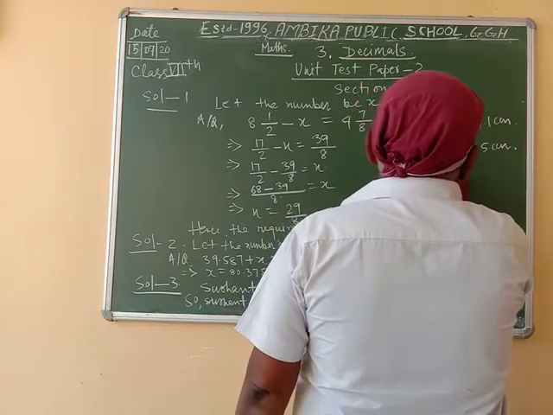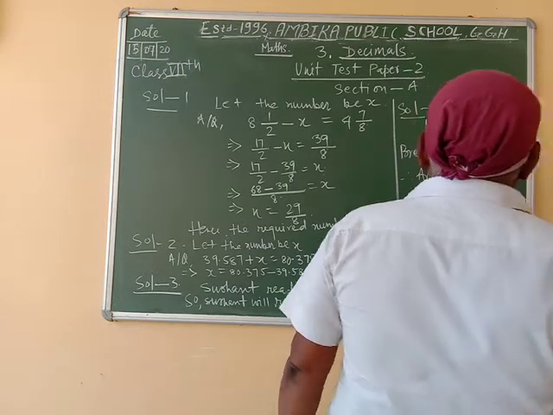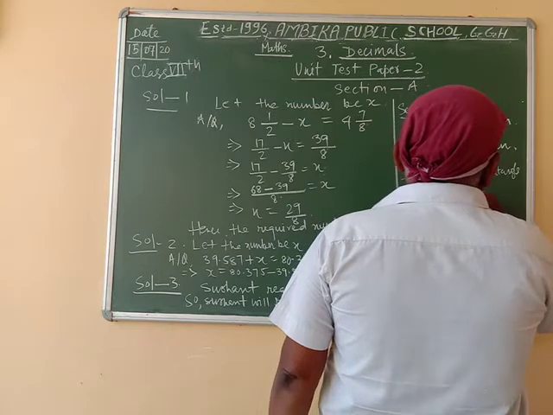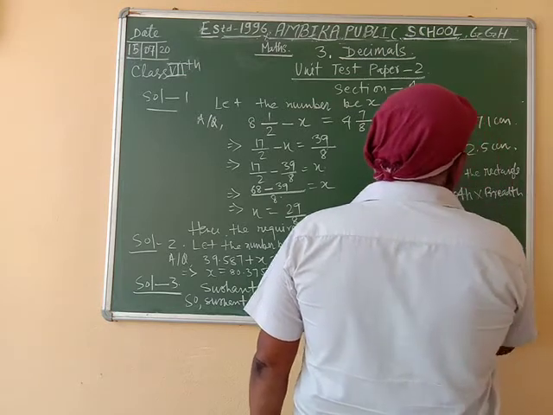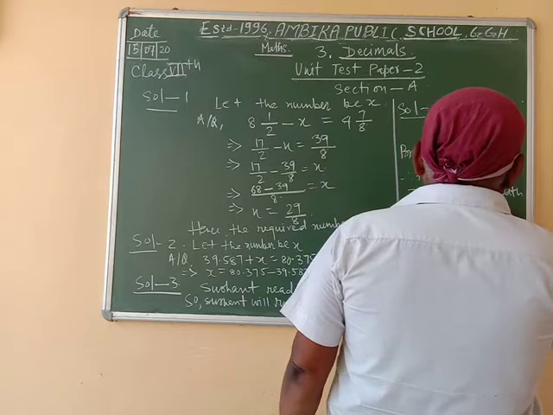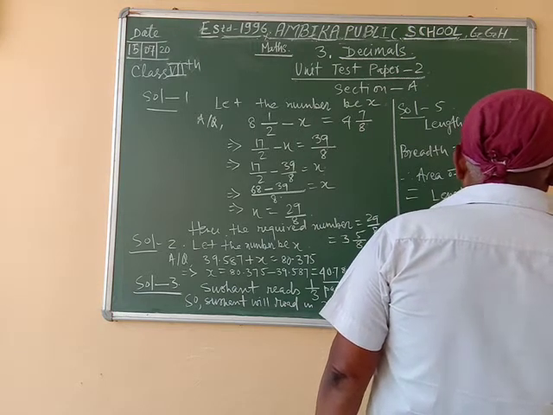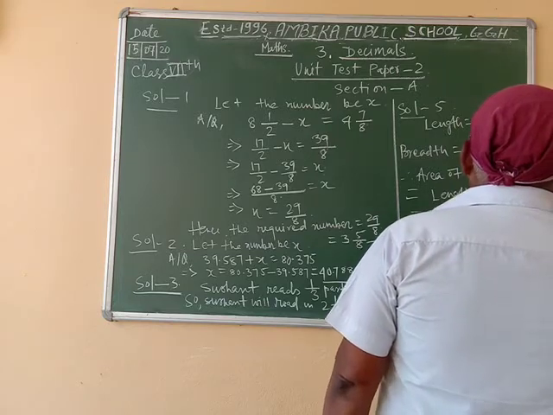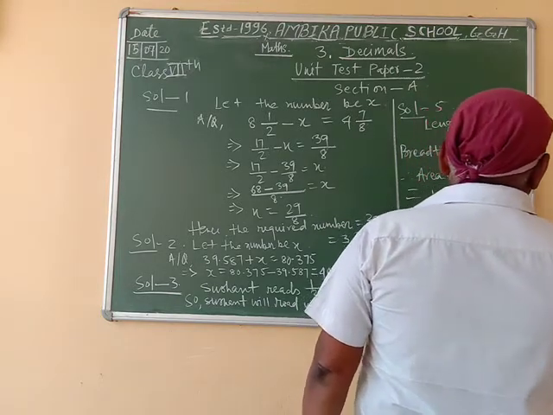The area of the rectangle is equal to length into breadth. So multiplying 7.1 by 2.5, we get the area of the rectangle, which is equal to 17.75 centimeter square.